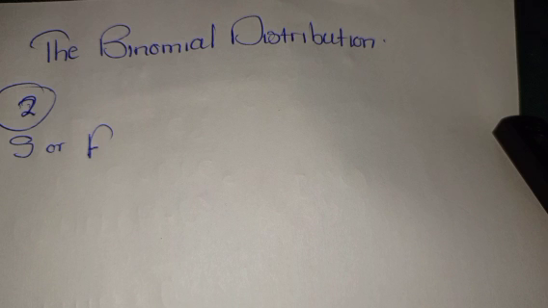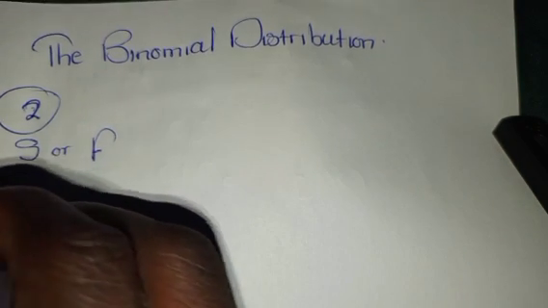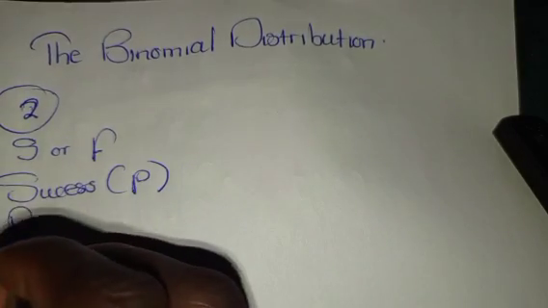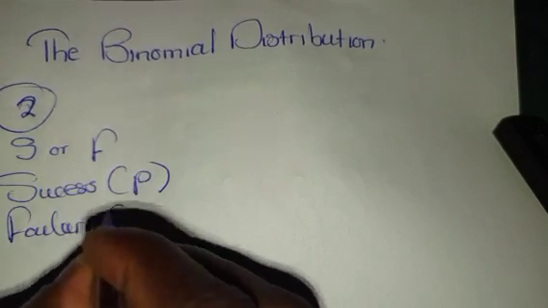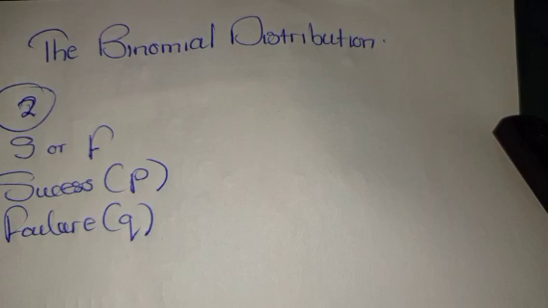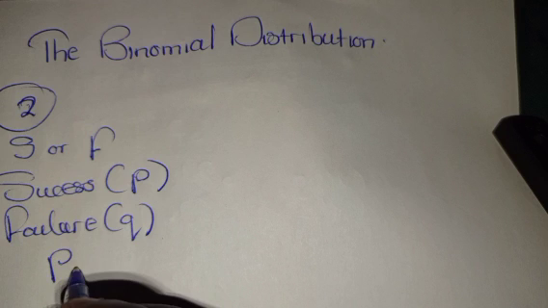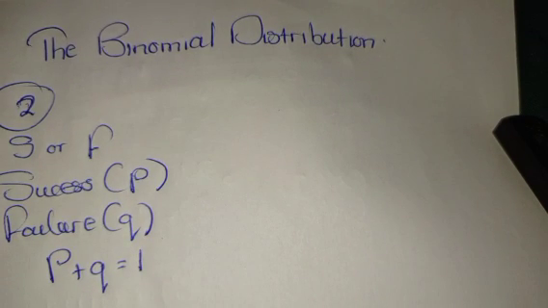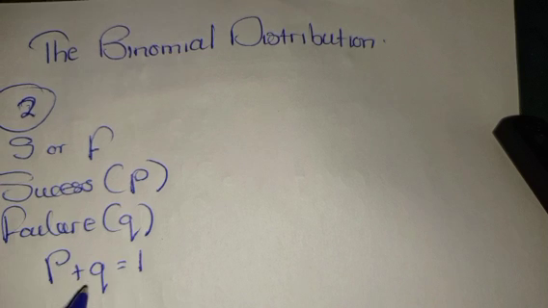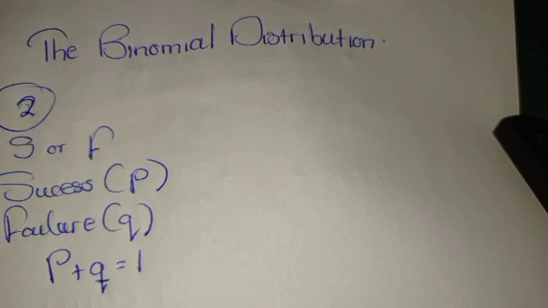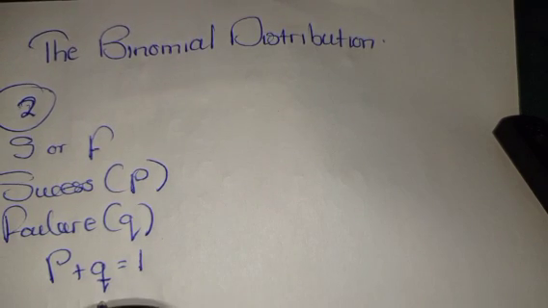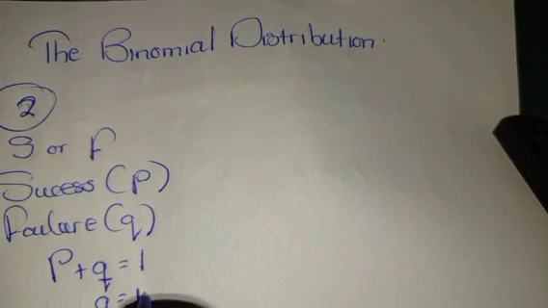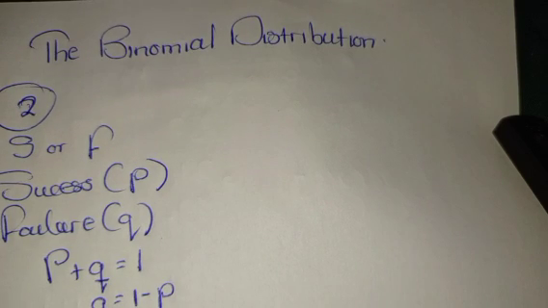So we often denote success with the letter p and failure with the letter q. Remember, the probabilities add up, so the probability of success plus the probability of failure is equal to 1. Let us put everything in terms of failure. So we'll say failure is equal to 1 minus success.